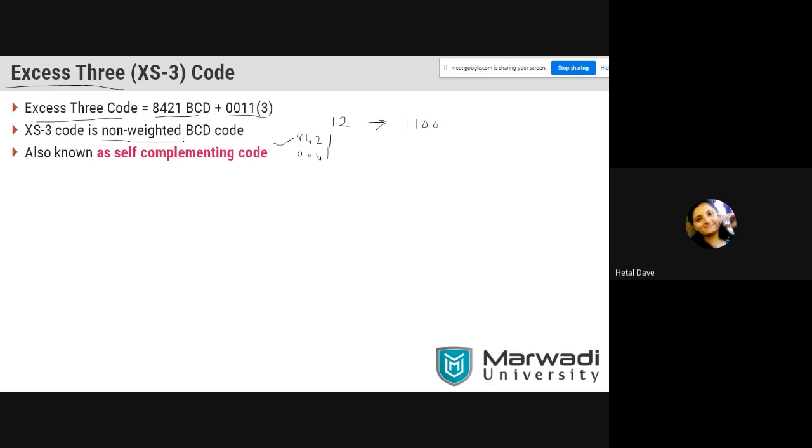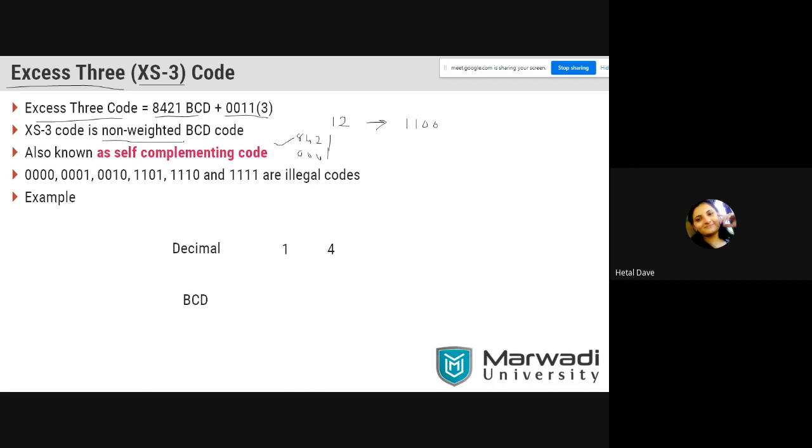You need to remember BCD is a weighted code. BCD is not a self-complementing code. But XS3 is a non-weighted and self-complementing code. What is the reason behind it? That I am going to explain to you. These combinations are illegal. Again, I will explain how they are illegal. There is a reason for every line. But first of all, we will see 1 4, let's say.